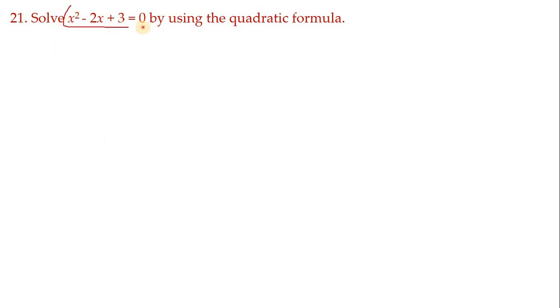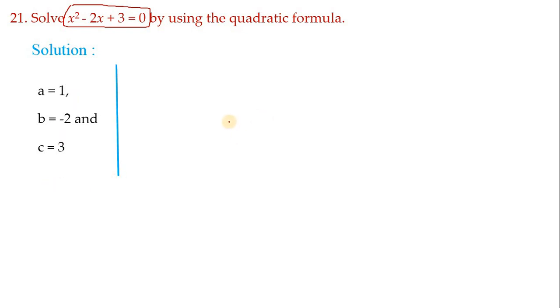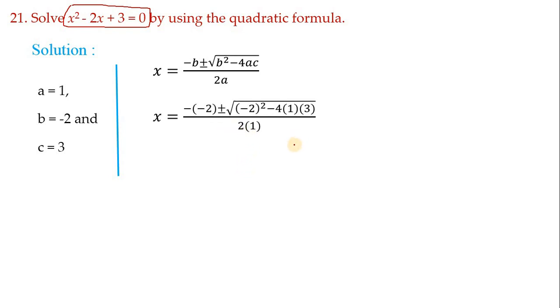So this equation is in standard form. Hence, first let us find the a, b and c values. As I said in the last problem, in a similar way, you have to find these values. Let us write the quadratic formula. Very important. x equals minus b plus or minus root over b square minus 4ac, by 2a. Substitute the values and we'll get this.